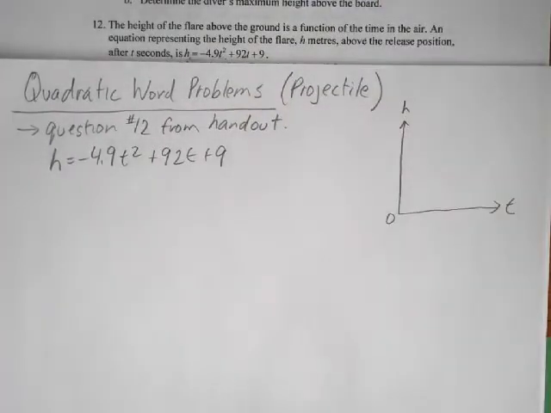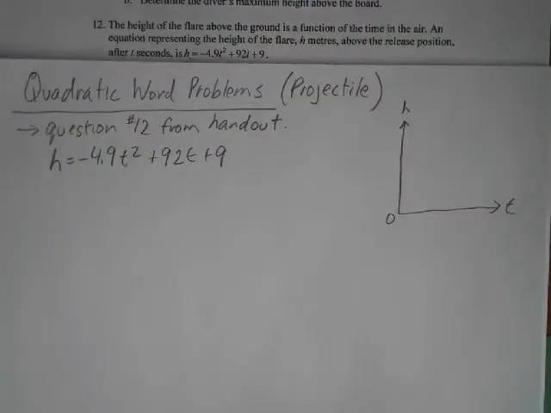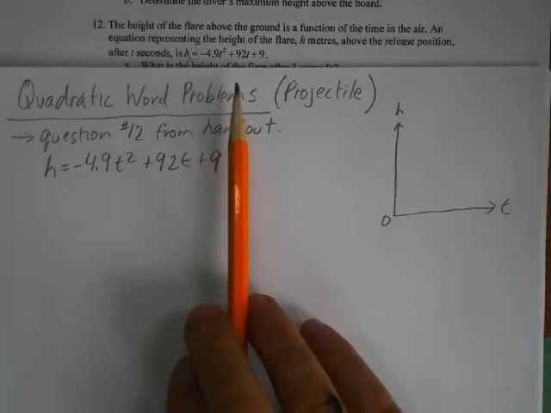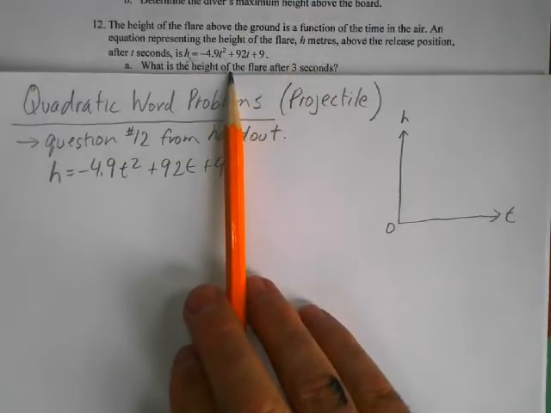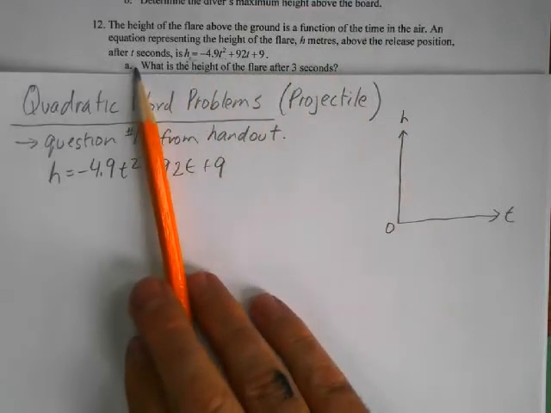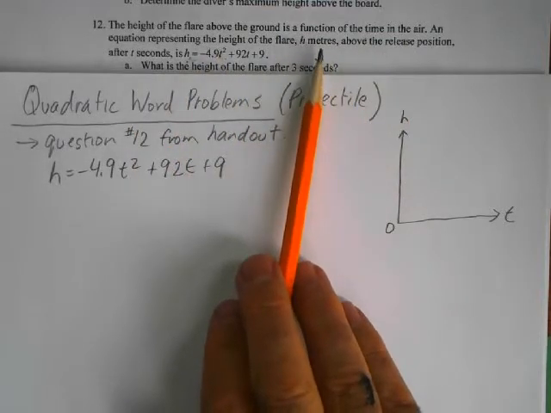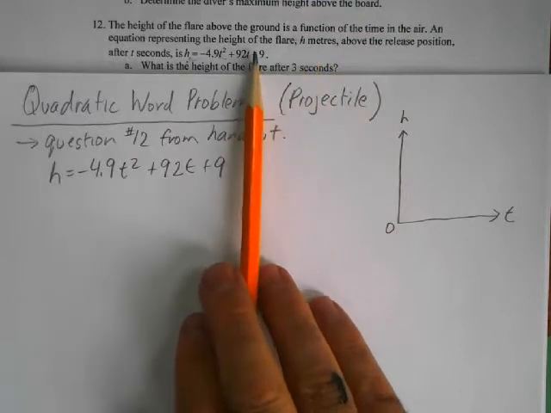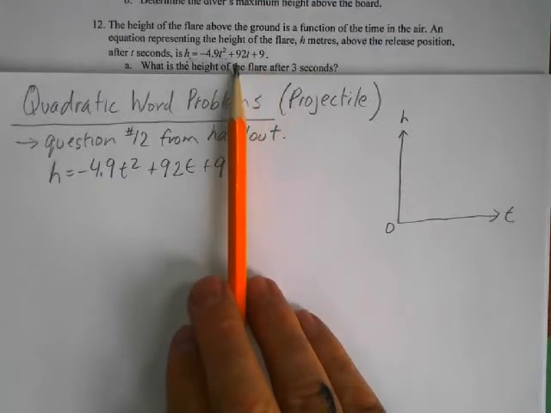The height of a flare above the ground is a function of the time in the air. So t will be your input variable, like your x, and the h will be your height. And it will always tell you the units in the question. So for example here, time is measured in seconds and height is measured in meters. Okay, and that's important when you answer with a word answer, because you don't just give the number, you always give the units as well too.